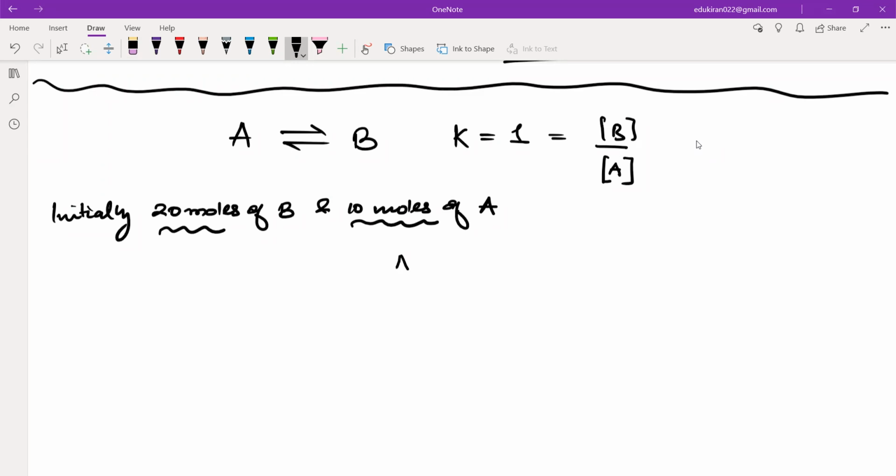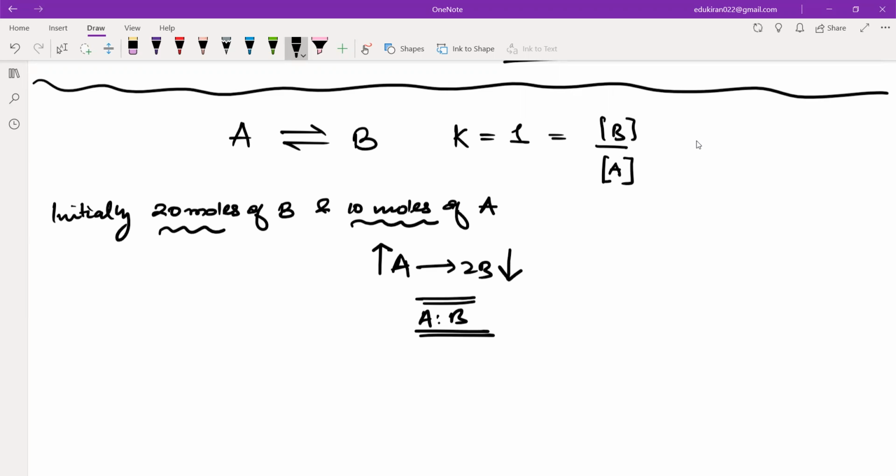So right now for 1 mole of A there are 2 moles of B, but I need this ratio: for each mole of A, there should be 1 mole of B. So what do we need to do? We need to increase the number of A and decrease the number of B, yes or no, guys? Yes, sir. Okay.